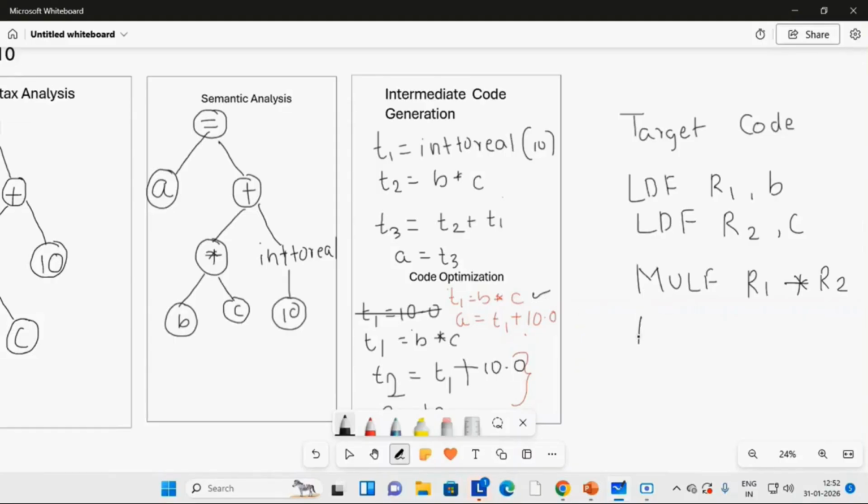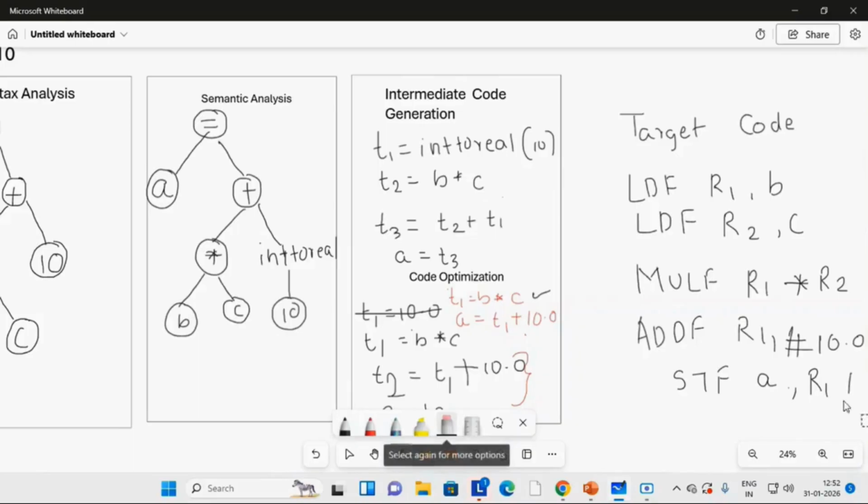Now I will write add R1, because my result is in R1, comma, hash 10.0, and lastly it will be storing this result in A: store A comma R1. So this is how we generate our target code.